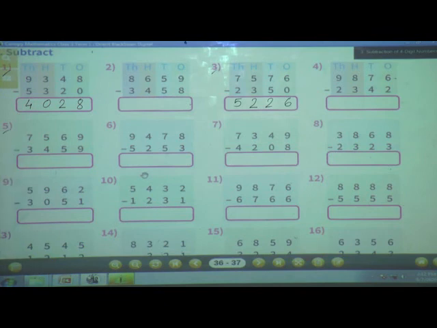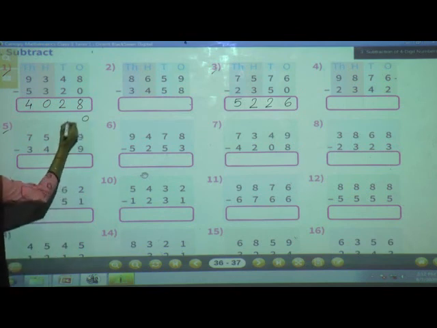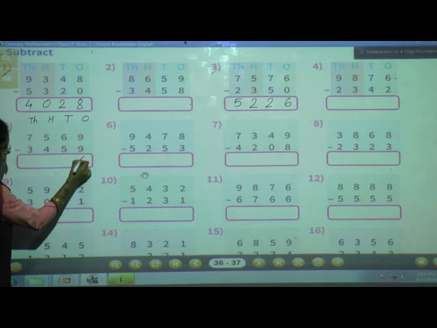See the fifth one. Here first of all we will put their places. This is ones place, this is tens, this is hundreds, and this is thousands place. Now start from the ones place. Always we should start from the ones place. Now here at ones place, here 9 is there, here also 9 is there. So 9 ones minus 9 ones. 9 minus 9, 0.